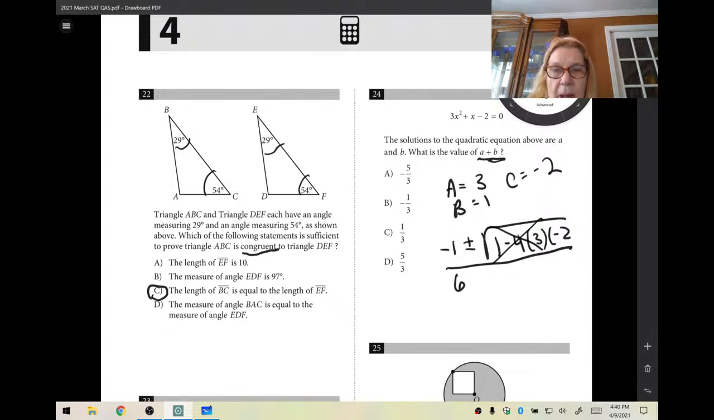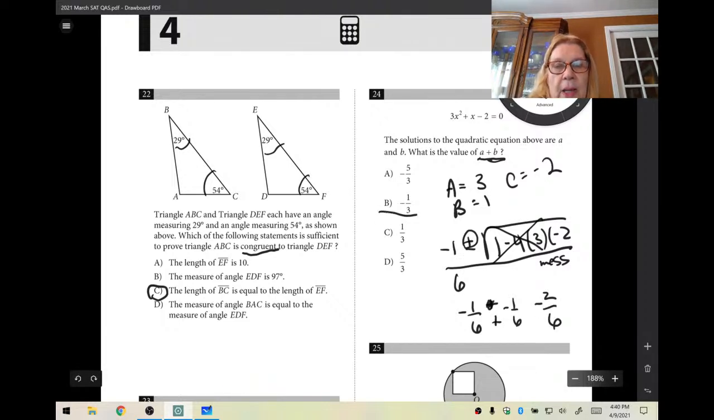We want the positive solution, which will be negative 1 over 6, plus this. I'm just going to call it a mess. Math teachers will be so mad at me. And then we have negative 1/6 minus the mess. So we just have a negative 1/6 plus a negative 1/6, which is a negative 2 over 6, which will be a negative 1/3.